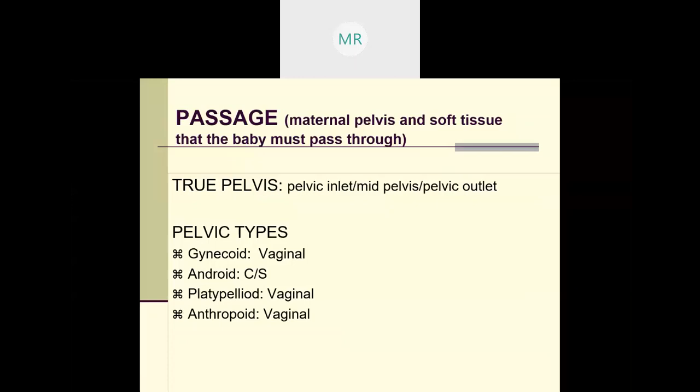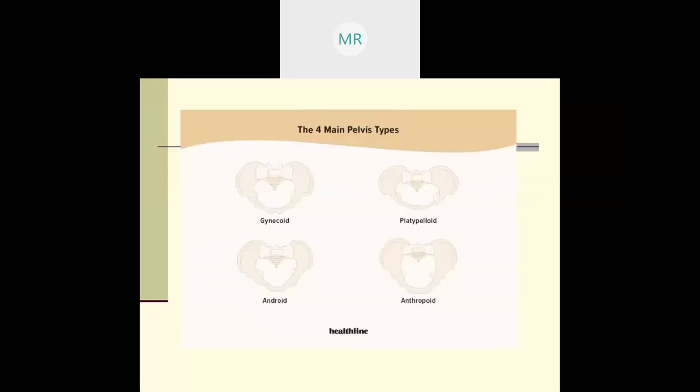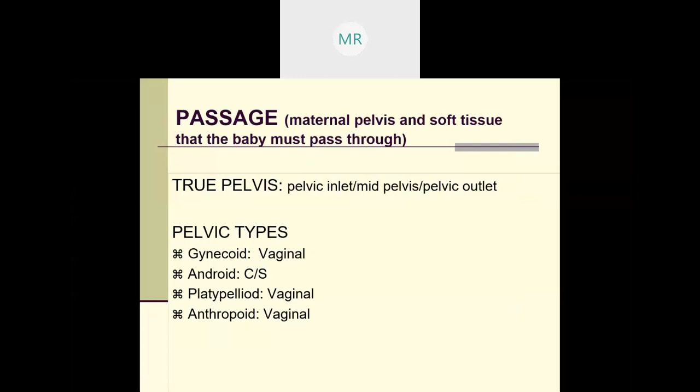baby must pass through. So the true pelvis, we talk about the pelvic inlet, which is the upper border. I want to do the different types of pelvises. We talk about the pelvic inlet, we talk about the mid-pelvis, which is between the symphysis pubis, and we talk about the pelvic outlet, which is below the symphysis pubis. There are different pelvic types. Talk about the pelvic types.